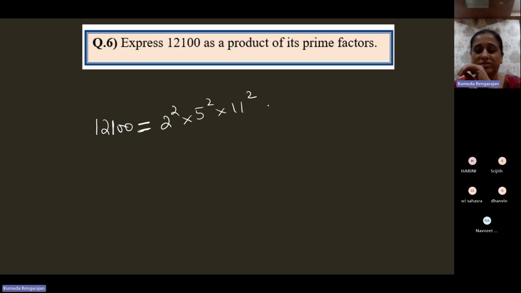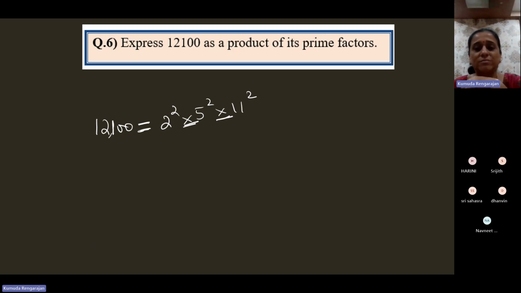If you're asked your name, just say your name and leave it there. You should not be saying I study in 8th grade, I go to this school. Answer the question. Express 12,100 as a product of its prime factors. That's all. You're not asked to find the square root of the given number. Just express it as a product of its prime factors. That's it. This is the answer.